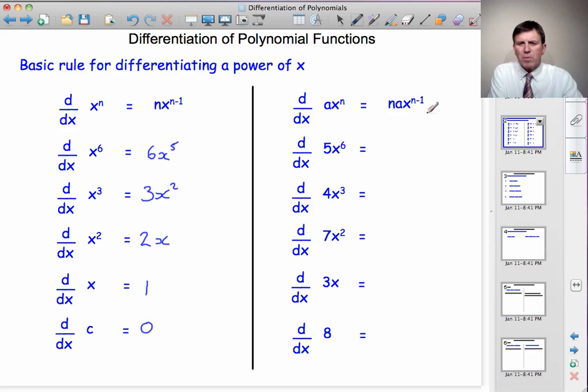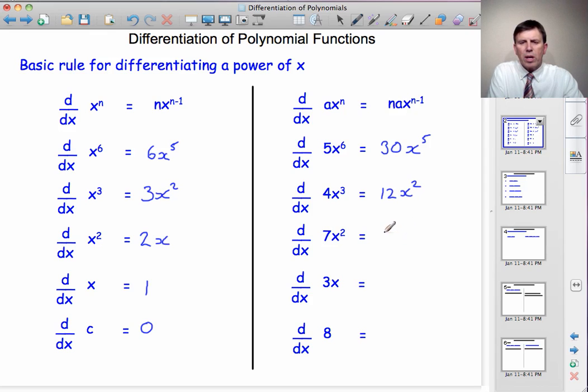Let's now look at some examples with constants already built in. So differentiate 5x to the power 6. The 6 comes to the front and is multiplied by the 5 that's already there. So we get 30x to the power, lower the power of x by 1, it's 30x to the 5. Differentiate 4x cubed. 3 times 4 is 12, so we get 12x to the power, lower it by 1 to 2, so it's 12x squared.